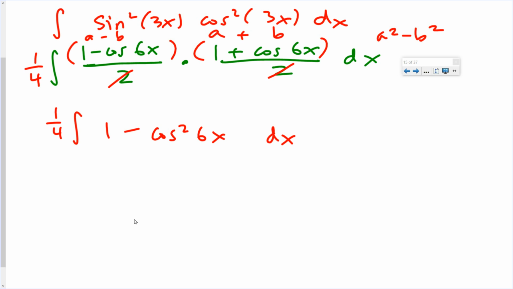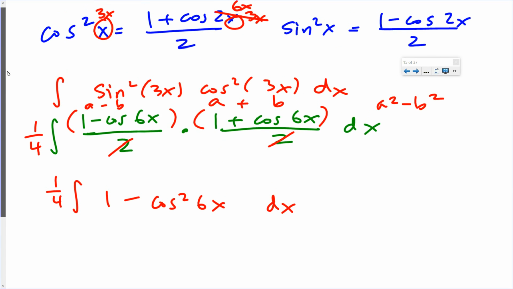What I want to do, just like I did before, is get a buy one, get one free as much as I can, basically separate them into as many different problems as I can. This is pretty much separated. I don't think I can distribute anymore. But I do have a problem. I don't know how to integrate cosine squared. But wait, there's a cosine squared here. So what do you think I have to do? You do it again.